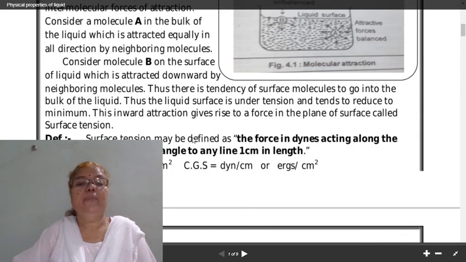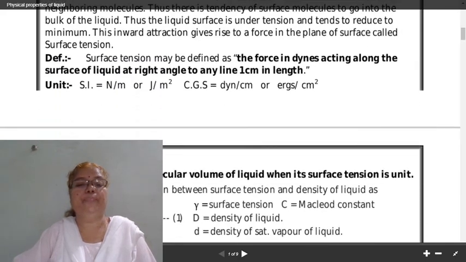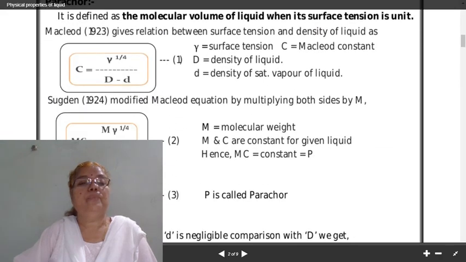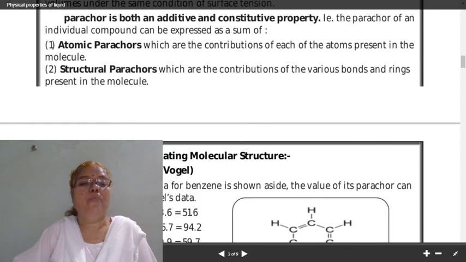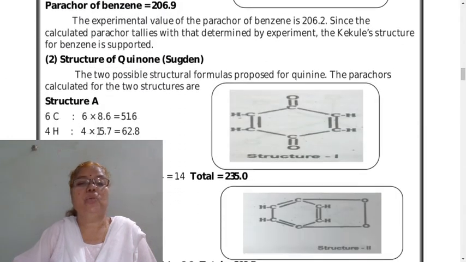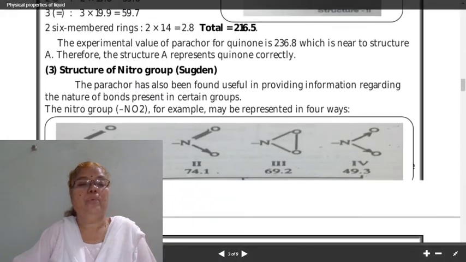Here, the surface tension is defined as the force in dynes acting along the surface of a liquid at a right angle to any line 1 centimeter in length. And the SI unit of surface tension is Newton per meter. Then parachor is not for your syllabus, so we move further.